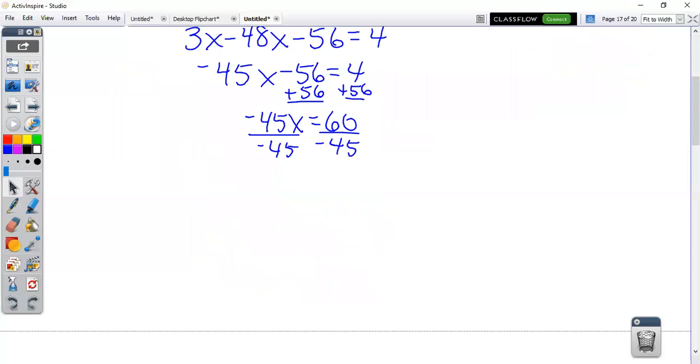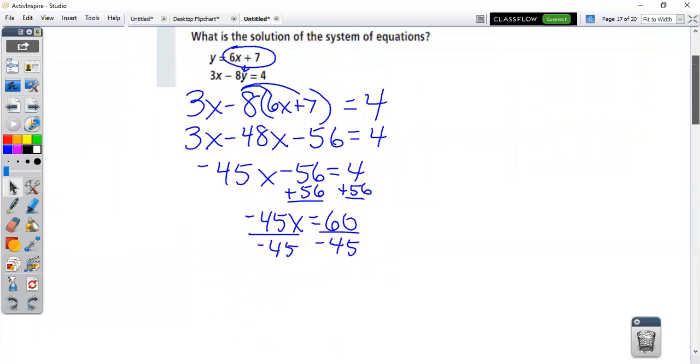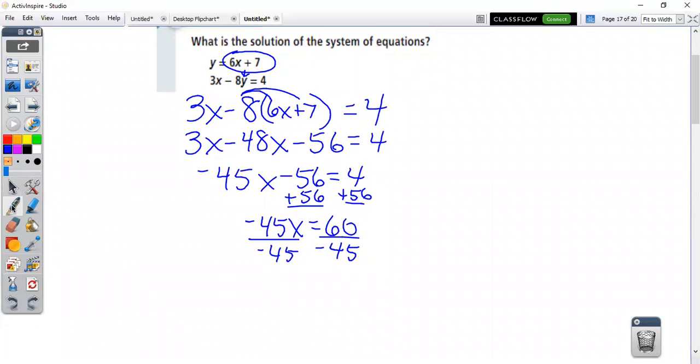Put that in your calculator or do it in your head, whichever way you can. What is that? Negative 1 1/3. Negative 4/3 or 1 1/3. Just so you know, the answer probably needs an improper fraction or a decimal. And if it's a decimal that keeps going forever, you probably want the fraction. That way you don't have to round or anything.